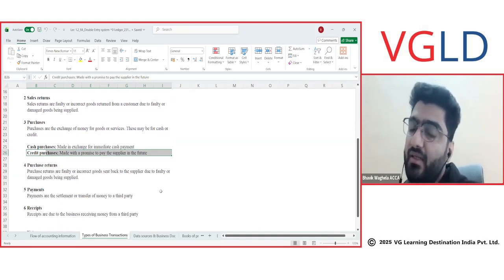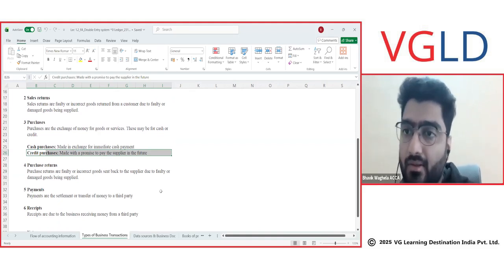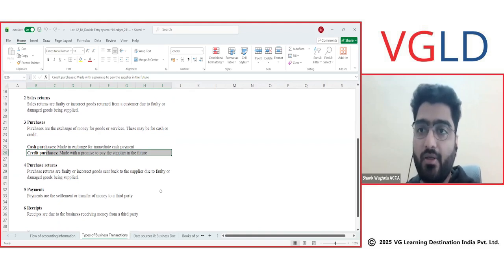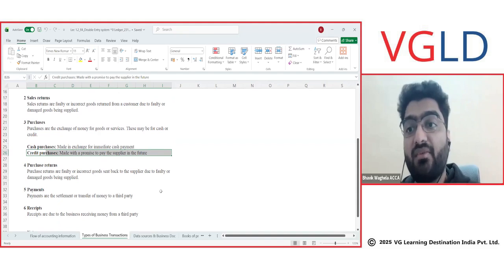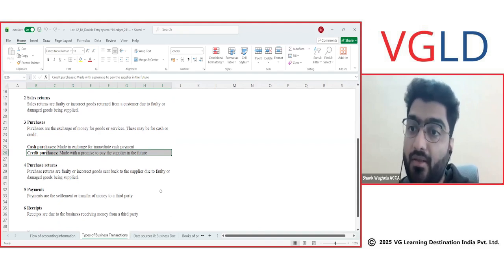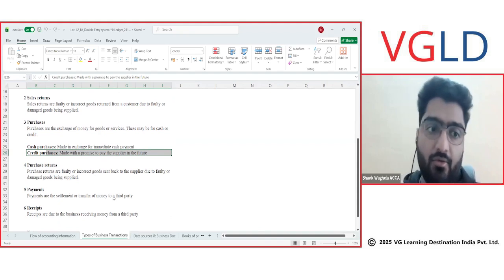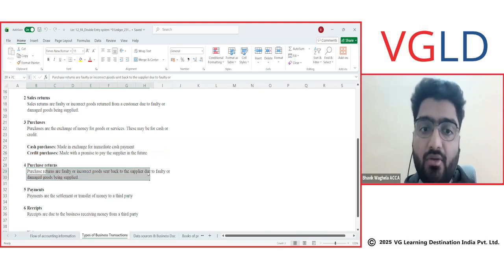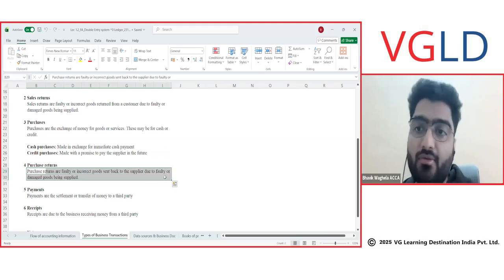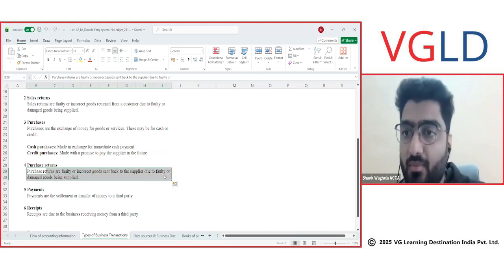Then we have purchase returns. If you remember, I had just cited an example that I had supplied 10 faulty products to Manya. Now she had returned them to me. It will be sales return for me, but purchase return for Manya. Purchase returns are faulty or incorrect goods sent back to the supplier due to faulty or damaged goods being supplied. So I am the supplier.